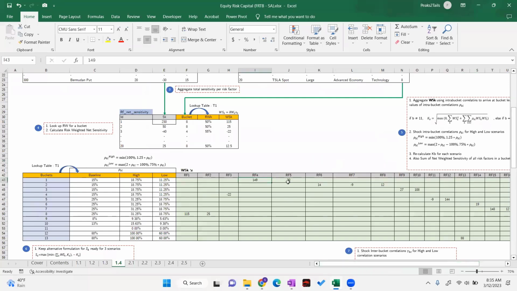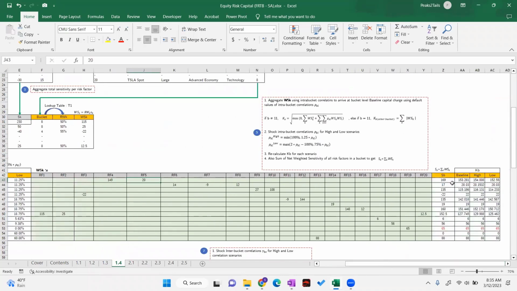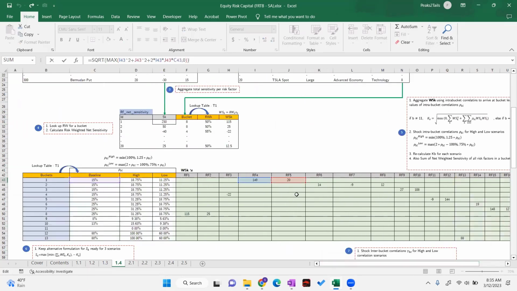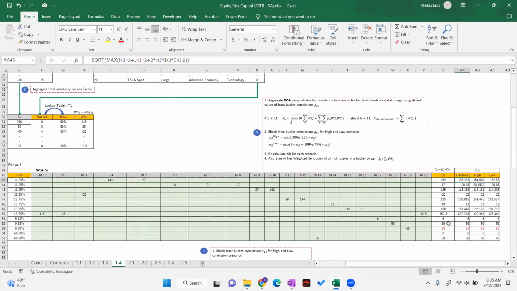Here I have manually done it because there are just 2 exposures, so I just use the Markowitz portfolio variance formula here. See this? 149 square plus 20 square plus 2 times this times 15%. You do the same for every single bucket. Then you have the capital charge for every single bucket, KB. All right, this is exactly how we calculate the portfolio variance.